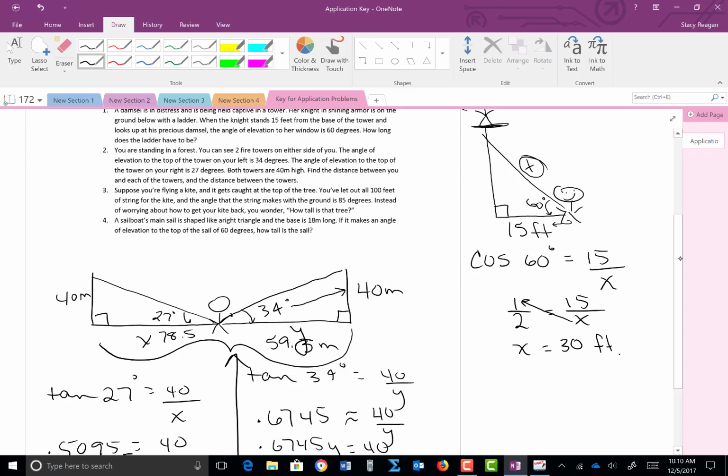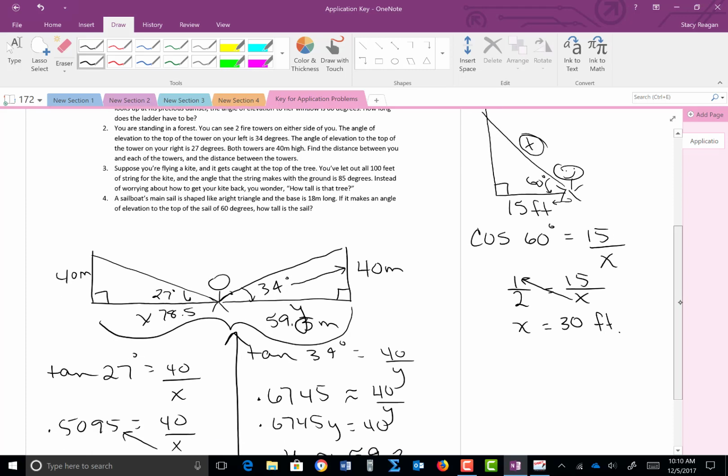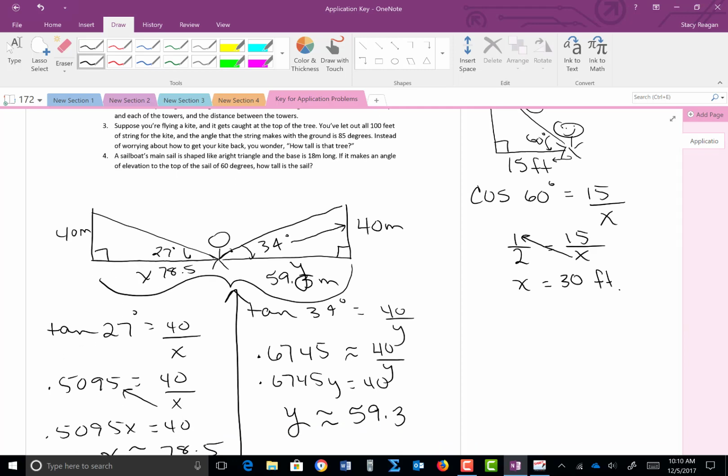Question 3 says, suppose you are flying a kite and it gets caught at the top of the tree. You've let out all 100 feet of string for the kite, and the angle that the string makes with the ground is 85 degrees. So I have this kite at the top of the tree. I have a string going from it that is 100 feet. The angle that the string makes with the ground is 85 degrees. Instead of worrying about how to get your kite back, you wonder, how tall is that tree? So this is the tree.